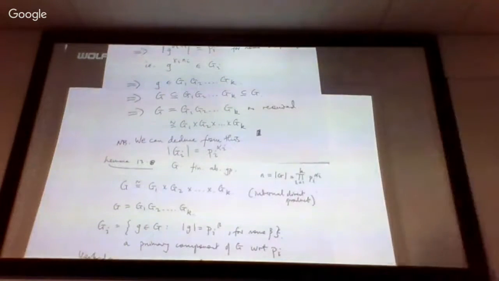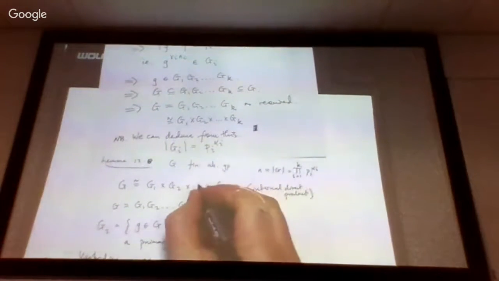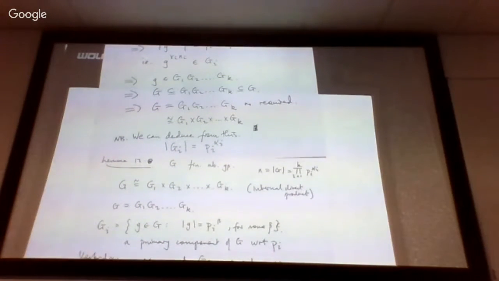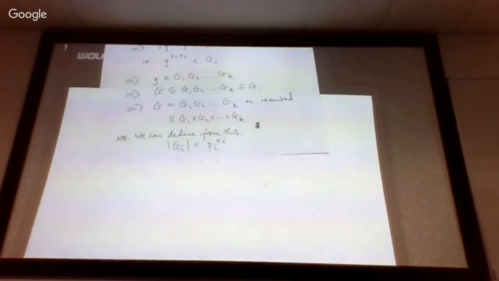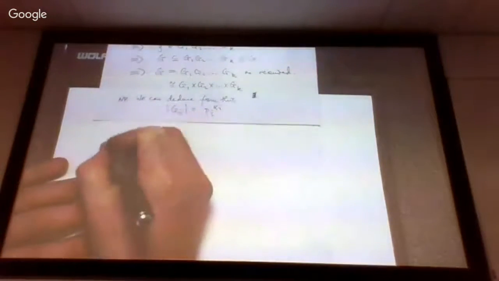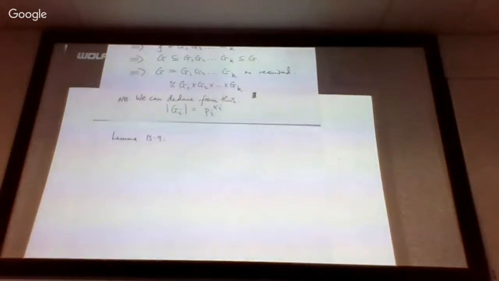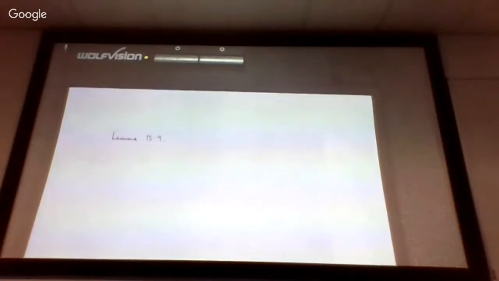Okay. So that's what our lemma is now. Our lemma is going to show that if you take one of these G_i, it can be written as a direct product of cyclic groups, each of which has prime power order. So that's lemma 13.9. We can at least look at the statement of it. We may or may not get all the way through the proof of it today.